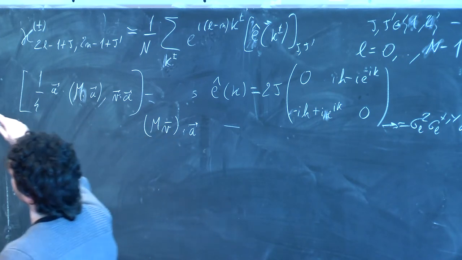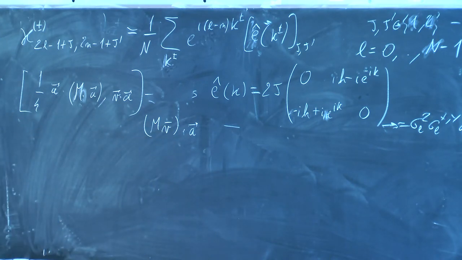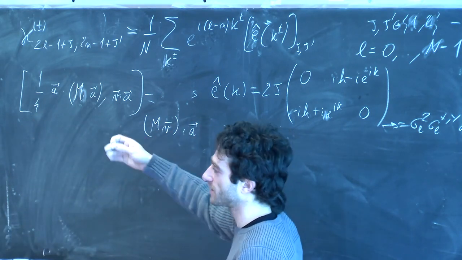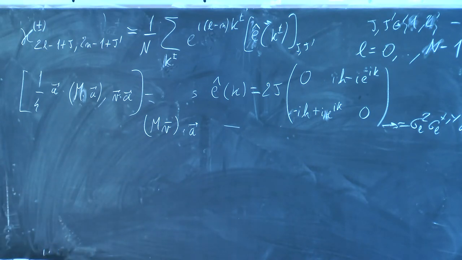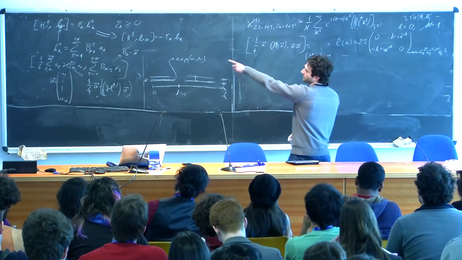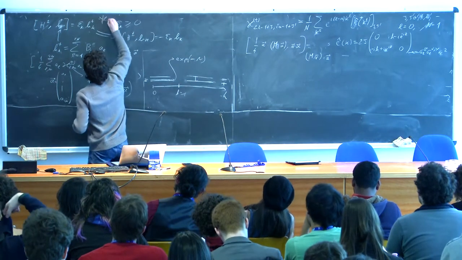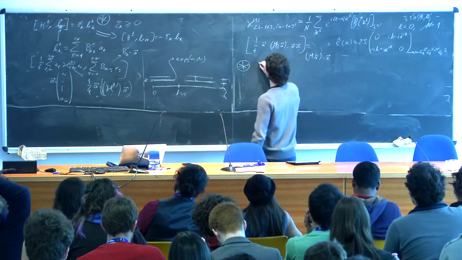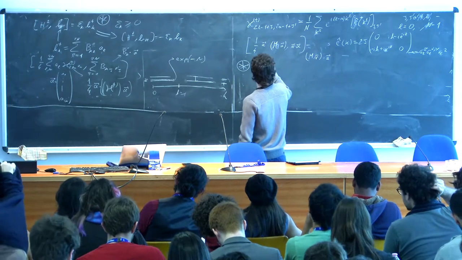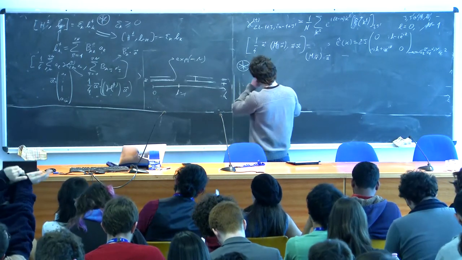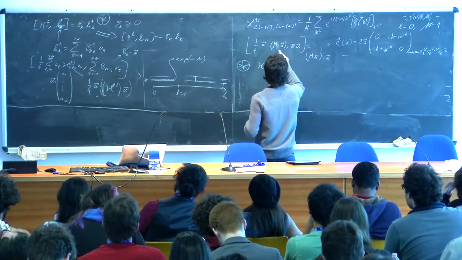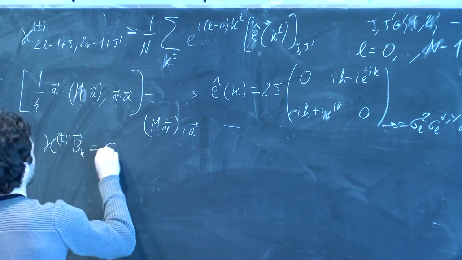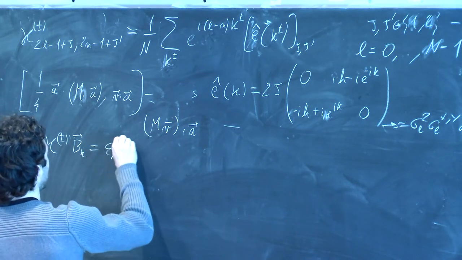Why is this so nice? Because we wanted to solve this problem. And now this problem is equivalent to computing the eigenvalues and eigenvectors of the matrix H plus minus. So in other words, this equation here is equivalent to solving the problem H plus minus applied to the vector which is called B_k, equal to epsilon_k B_k.